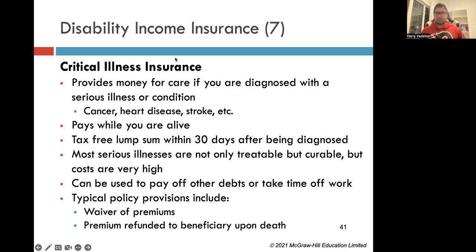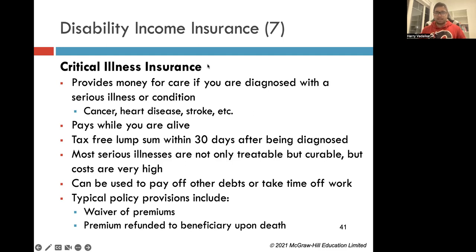Any questions? So once again, recap. Disability is, if something happens to you and you cannot work, then the disability insurance is going to pay you. You don't need to cover everything, because some part will be provided by your employer, some part will be provided by the government for a certain time, beyond which you would need private insurance.